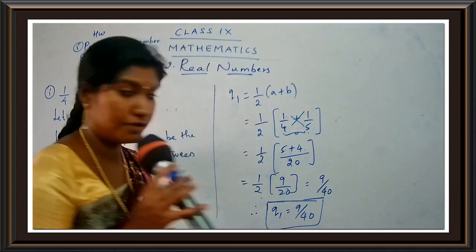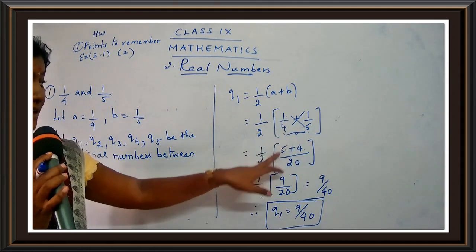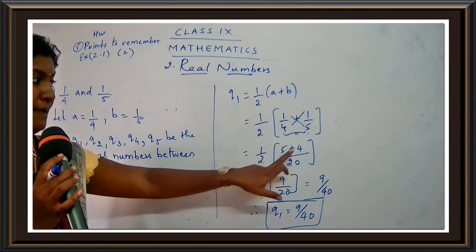So we got the first rational number. What is the first rational number? 9 upon 40. Okay, children, now let's move in a similar way and find the remaining answers. I hope you are clear with the first step. How are you finding the rational number? The formula is half of A plus B, that is half of the numbers given. We know the values of A and B: 1 upon 4 plus 1 upon 5. Solve the numbers inside the bracket. 1 into 5, 5. 1 into 4, 4. So 5 plus 4 upon 20.